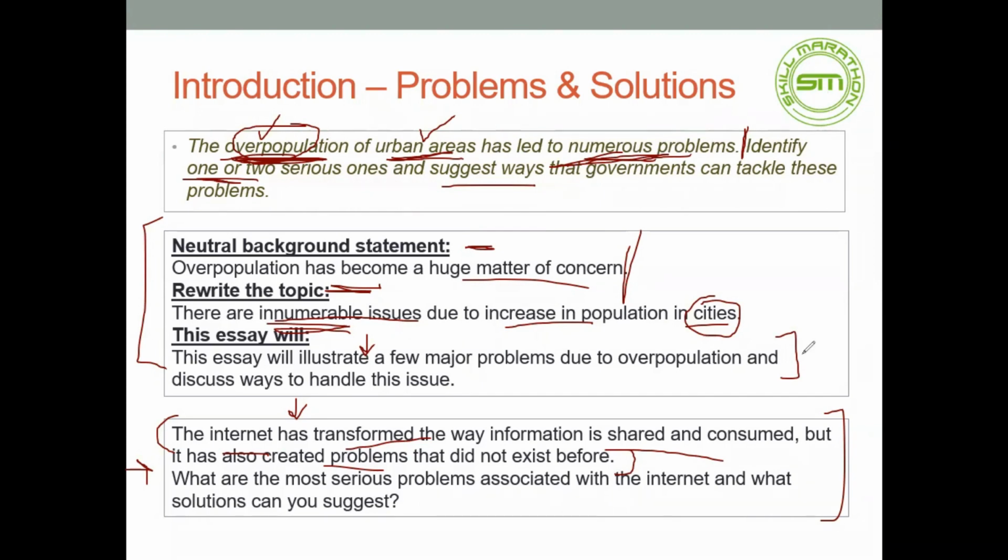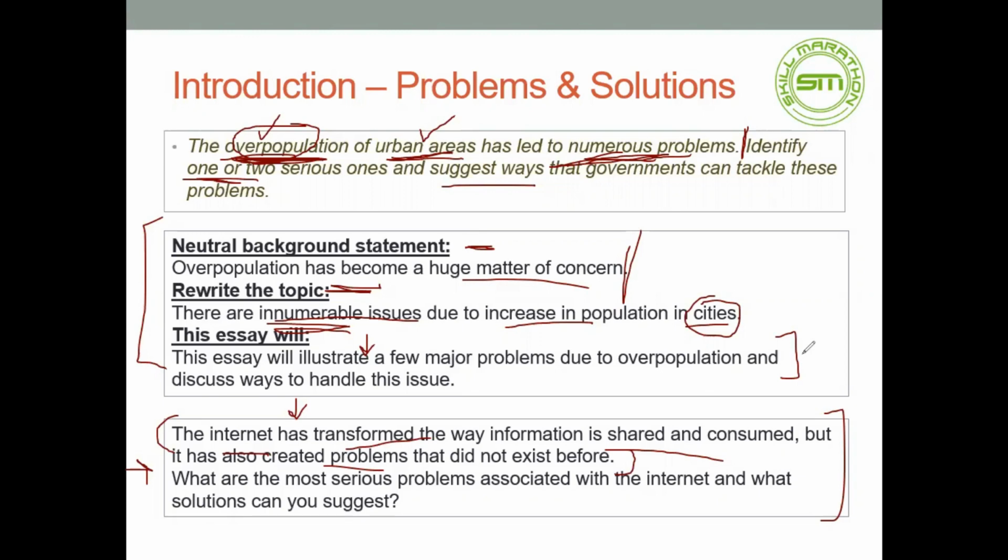Dr. Rakshanda, this is not an advantages, disadvantages question. It's a problem solution question. Please understand what topic we're doing. It's a problem solution question, guys. Everybody, now, what is it that you need to do?